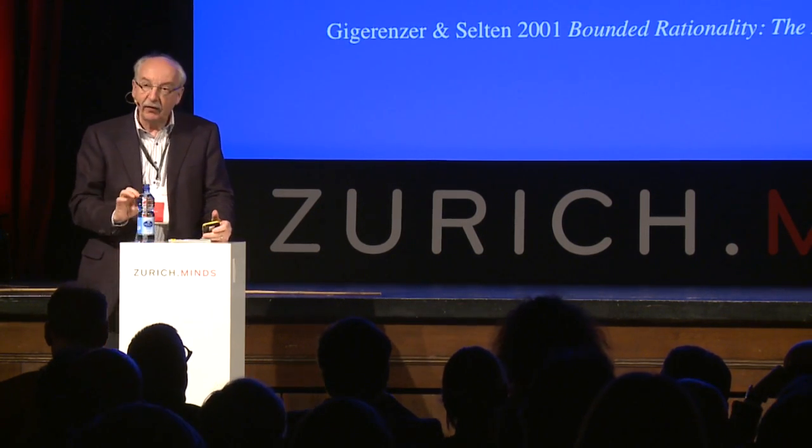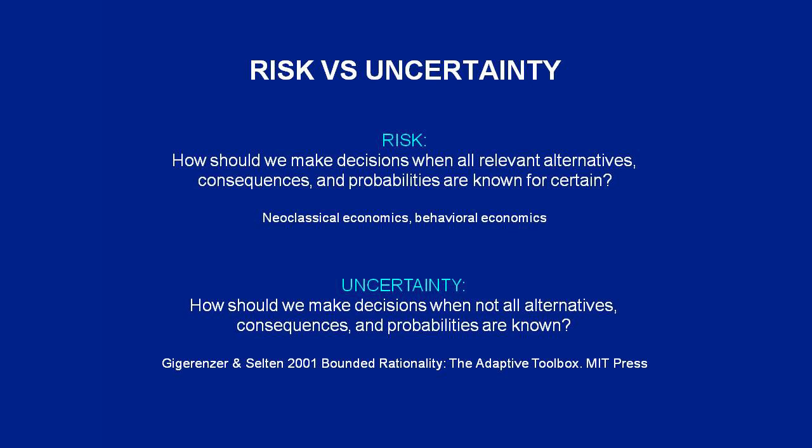So, the first thing I want you to understand is there is a basic difference between risk and uncertainty. A decision under risk is one where you know all the alternatives, all the consequences, all the probabilities for certain. This is where most economic theories are about, most theories in finance, and most in behavioral economics. Very few situations where we make decisions are about risk.